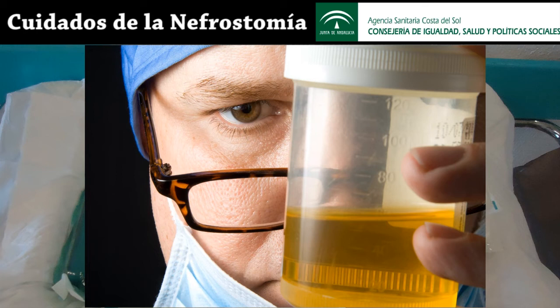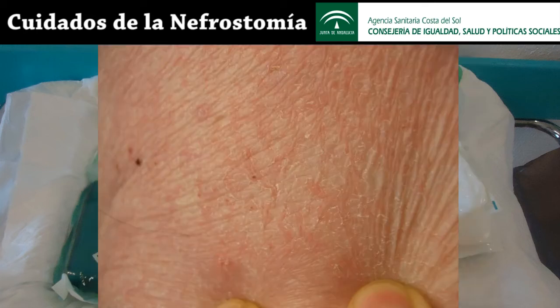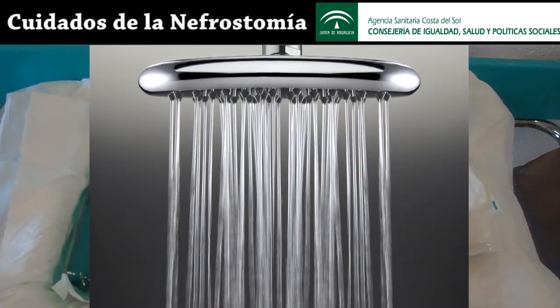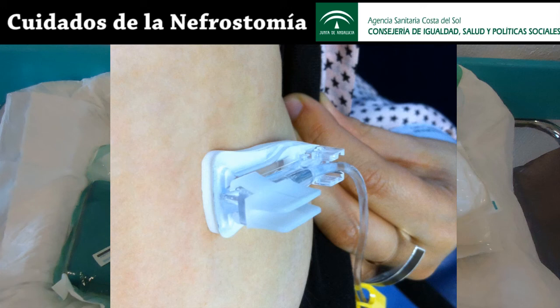Watch for any changes in your urine's appearance, hematuria, cloudy or purulent urine. Evaluate the skin conditions. Wash the tube entry area with water and neutral soap. Wipe away from the entry site and pat it gently. Do not use creams or lotions. Do not wear any tight clothing. You may shower with or without the dressing.